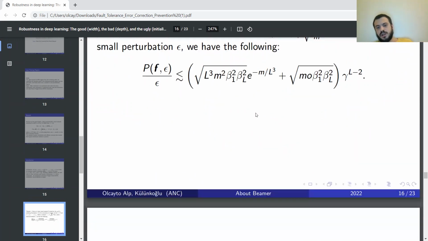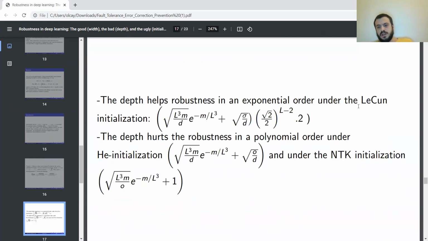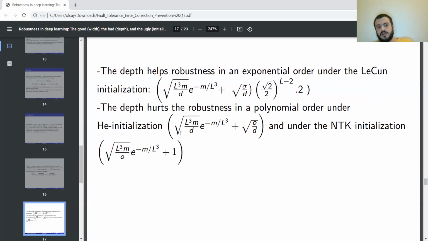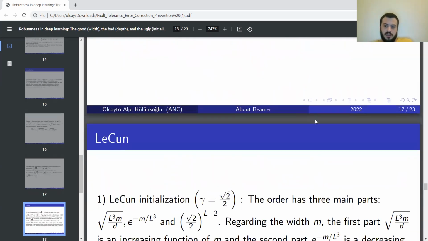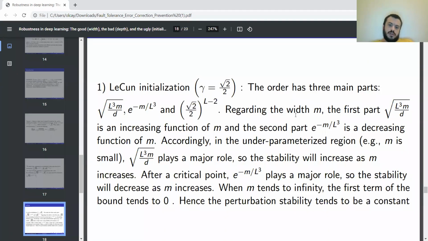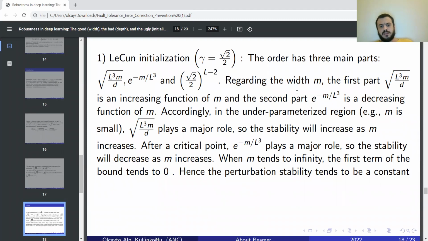So I mentioned the analytical analysis above. In the LeCun initialization, the depth helps robustness in exponential order. But under the other initializations, the depth hurts the robustness because the upper bound gets larger. But for LeCun, the upper bound gets lower, so perturbation stability increases and average robustness increases. So P gets lower. Okay, so this is the thing that I discussed above.